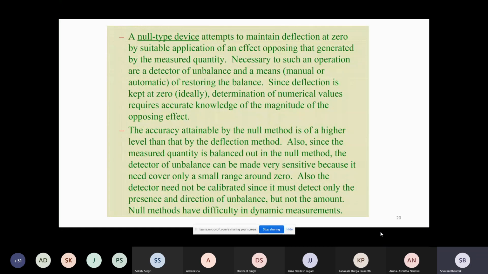Another thing is that the detector need not be calibrated, since it must detect only the presence and the direction of unbalance, so whether the balance is achieved or not and the direction of it, but not the amount. So you can make it extremely sensitive. Then the null method has difficulties in dynamic measurement. This is another issue. I was saying that the null method is very good and highly sensitive, but it has difficulties when you try to measure any dynamic quantity.